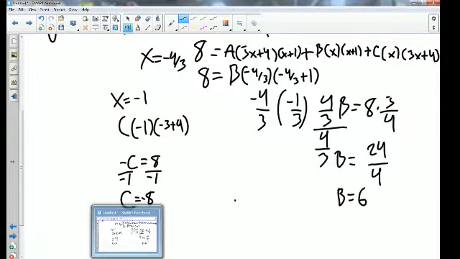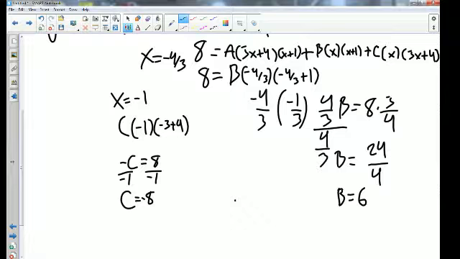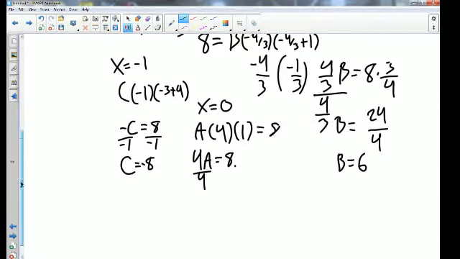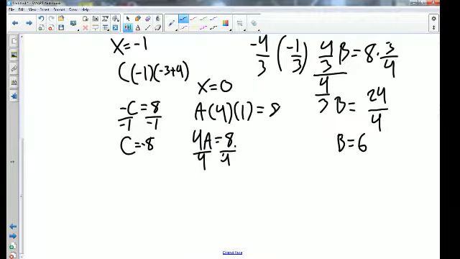And then to find a, you just set x equal to 0, because then that'll get rid of b and c. So it'll be a times 4 times 1, it'll be 4a equals 8, divided by 4, a equals 2.